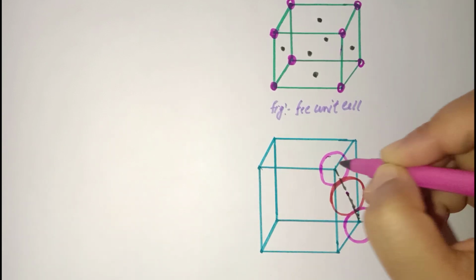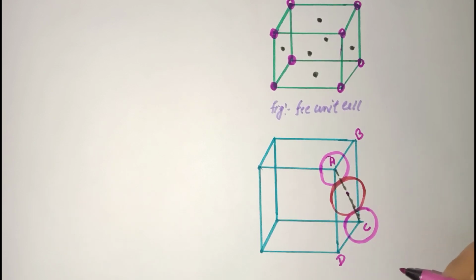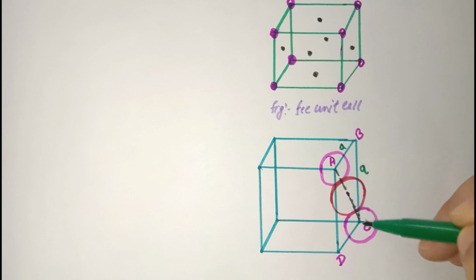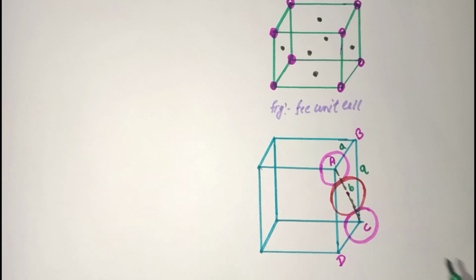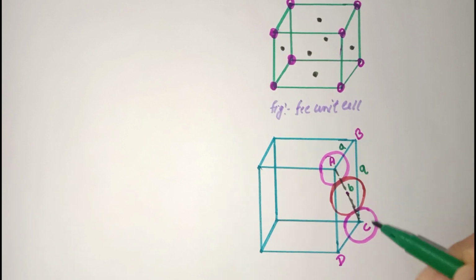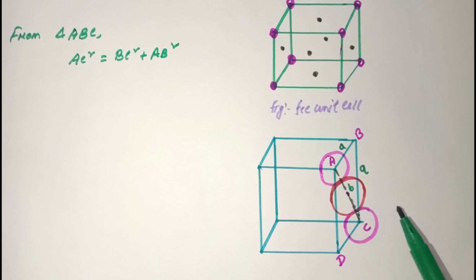I am considering this as A, B, C, D. In this figure, this is the edge length a. This is also edge length a, and I am considering this face diagonal as b. To calculate the packing efficiency, we have to apply the Pythagoras theorem. Now see, triangle ABC is a right angle triangle.